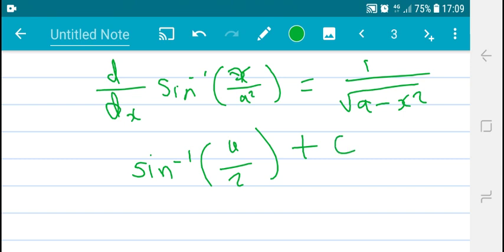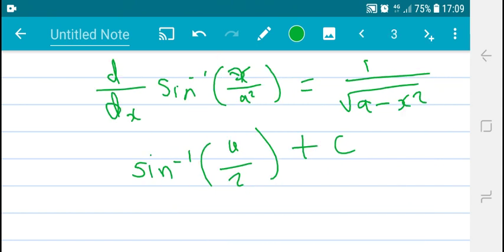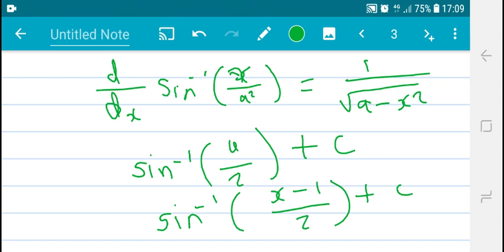However, we're not done yet. We have to substitute back for u, right? Because we're using u-substitution, we have to substitute back for u. We said u was what? We said u was basically this, x minus 1. So basically we substitute back, so arc sine of x minus 1 over 2 plus c. And that's basically your final answer.